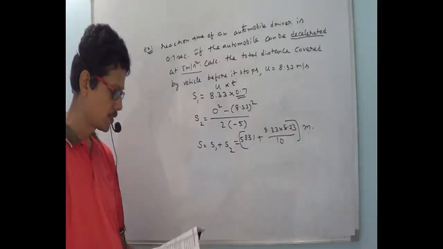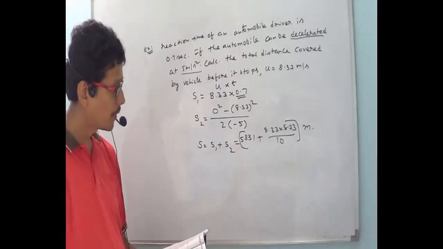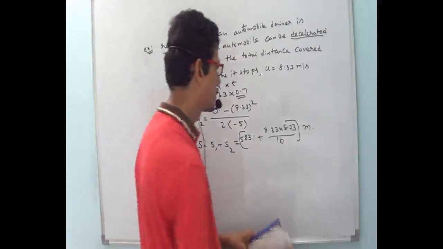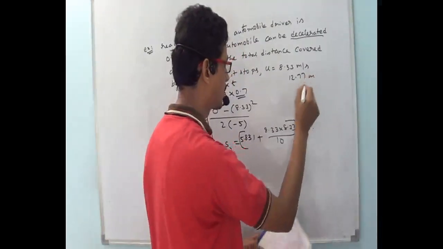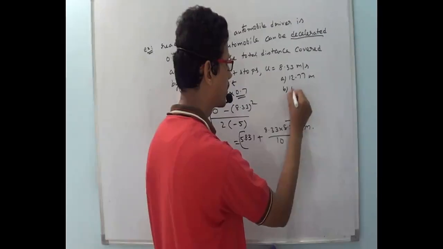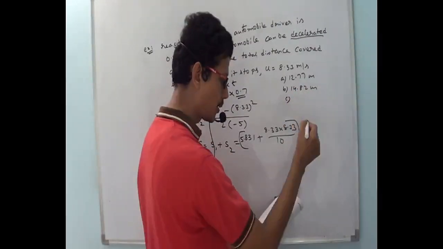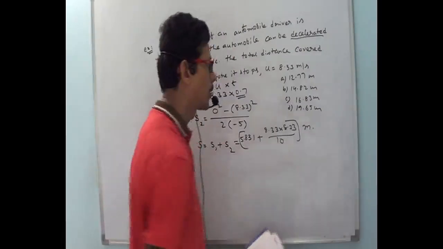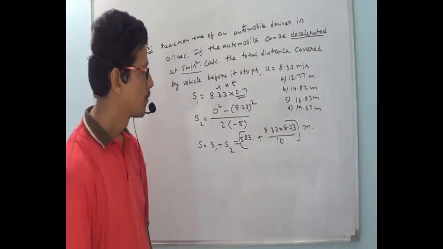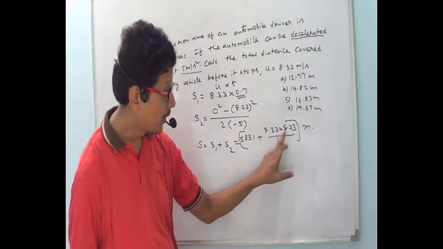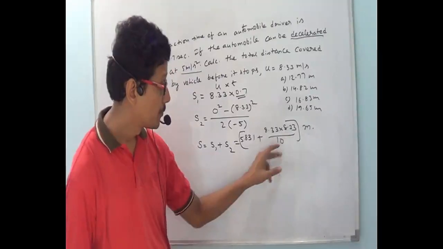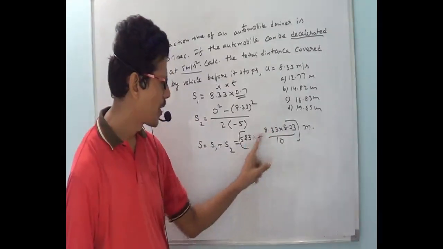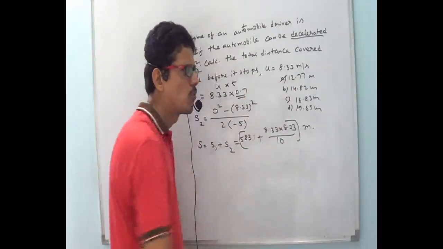Okay, third question. 5.81 plus how much? These are the options: 12.77 meters, 14.82 meters, 16.83 and 19.65. I think 12.77 is correct. This is 8.33 into 0.8, because 8 by 10 is 0.8, so that will be less than 8, or some 7s. If you add it with this, you will get 12.77. So you have to go for the nearest option.